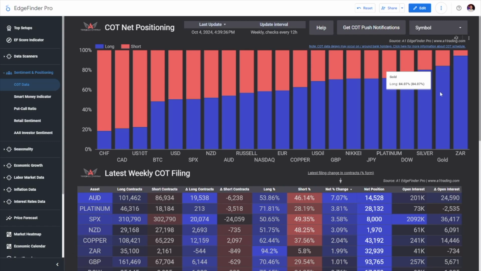Now, taking a look at this is a very useful chart because we can just take a look at our favorite charts and say, well, hey, what is the big money doing? In the markets, the biggest player usually wins.